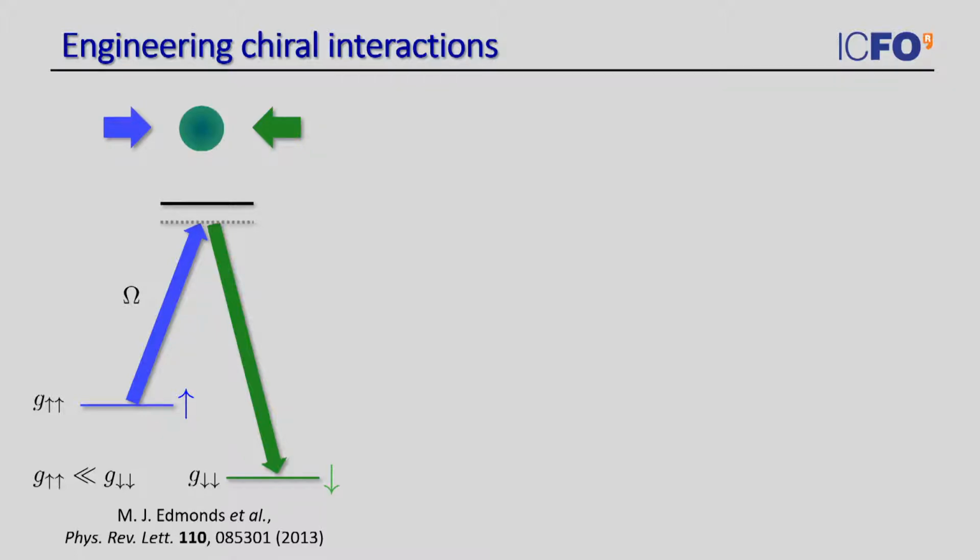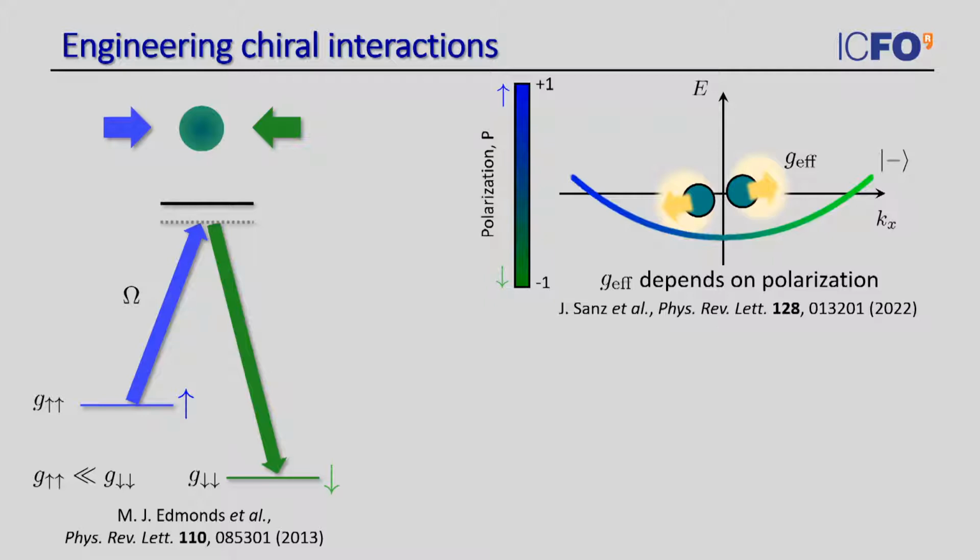Now, why does this work? Because now if you look at these dressed states, but you look at how the atoms in these dressed states interact, you see that actually these coupling constants are different, so the effective interactions of the atoms are going to depend on polarization. This is something that in my group we studied recently for radio frequency coupling. But if now you have Raman coupling, you have in addition that the polarization of the state depends on momentum.